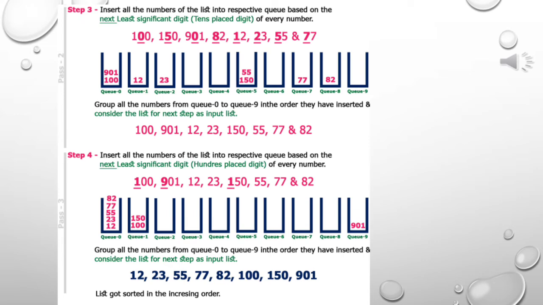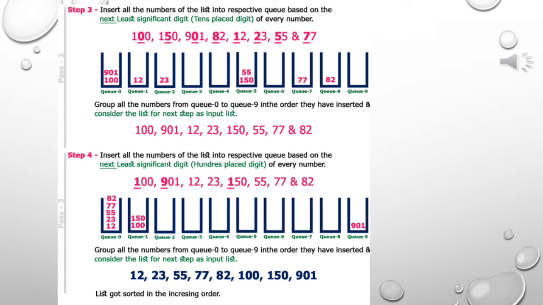Now coming to step 4, insert all the numbers of the list into respective queue based on the next least significant digit of every number. Here in step 4, the least significant digit is present in hundreds place. In step 2, the least significant digit is in ones place. In step 3, it is in tens place. Here in step 4, it is in hundreds place.